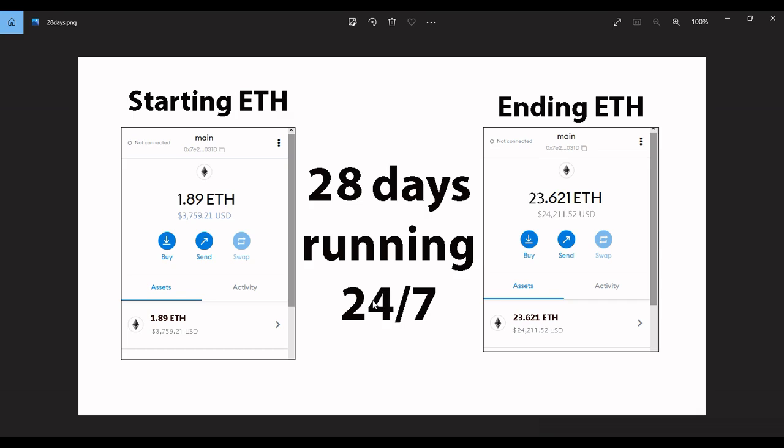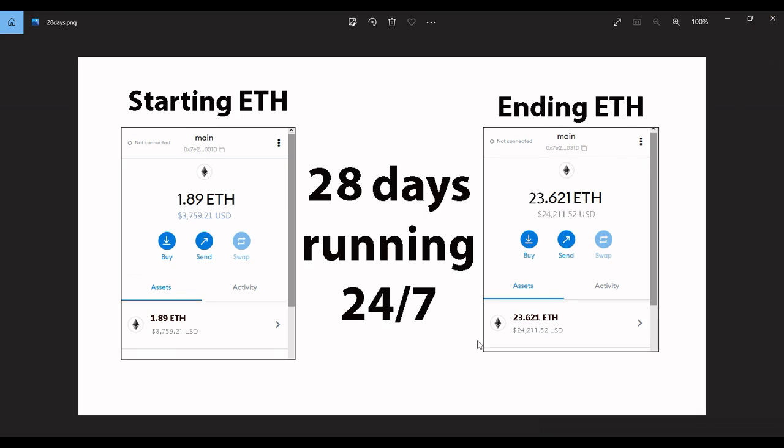Now this is a JavaScript bot that just runs inside any kind of web browser that's capable of running JavaScript. I particularly used Firefox in this test. It ran 24/7 with no problem at all. I ended up with 23.62 Ethereum from just utilizing, keep in mind I only utilized 1.5 Ethereum out of there, and that's what I made from it in 28 days.